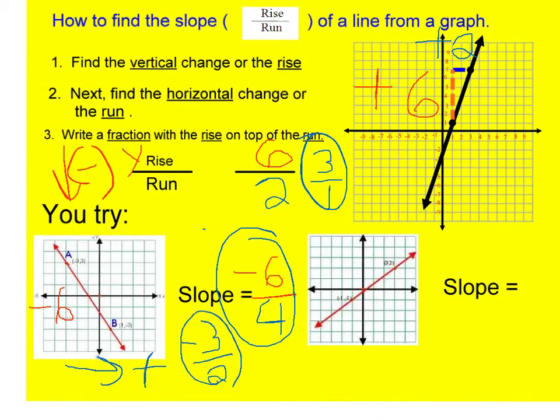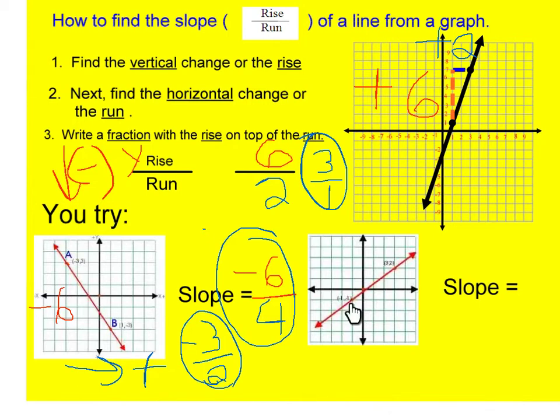Something cool I want to show you. Negative 3 over 2. Watch this. If I were to go down 3, watch this. 1, 2, 3 over 2, 1, 2. Hey, look it. It's right there. So it's the same slope. Okay, they're the same slope.